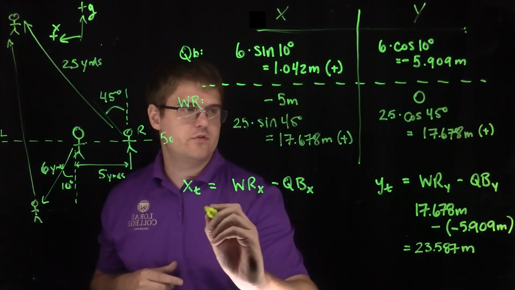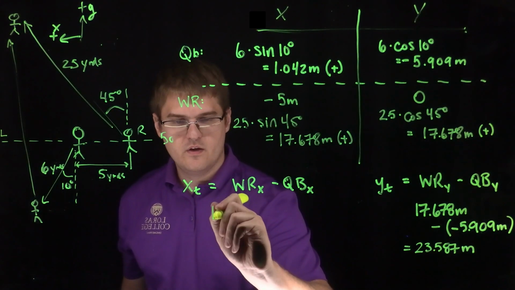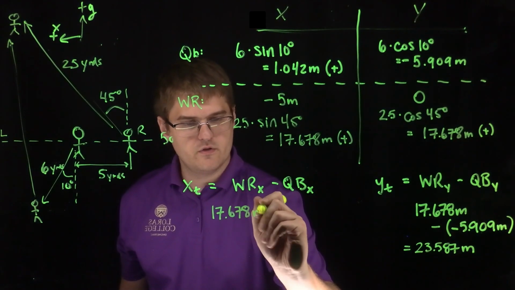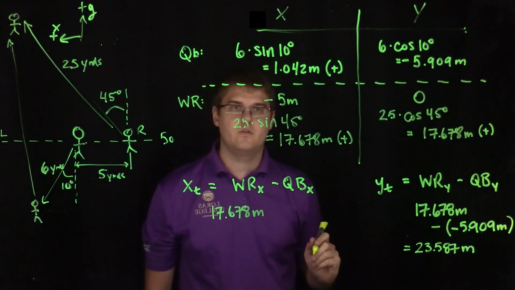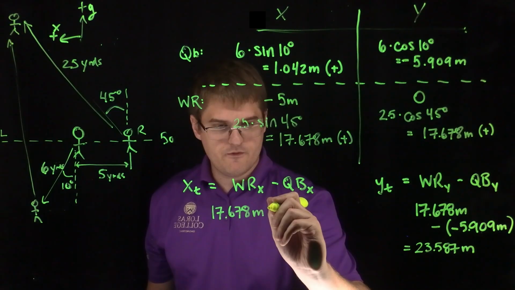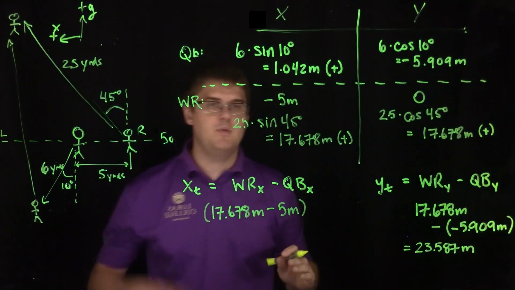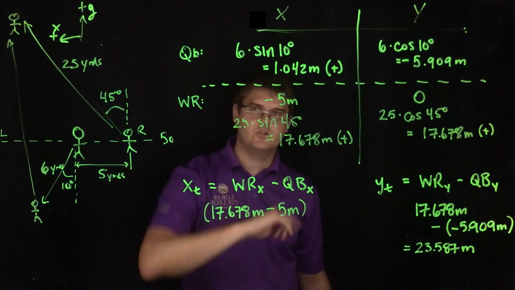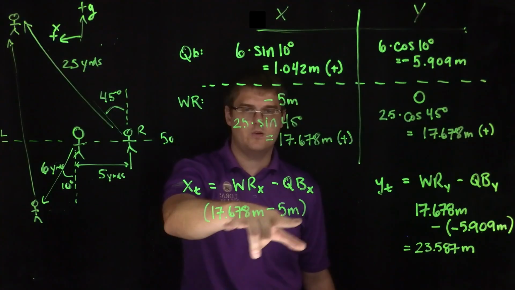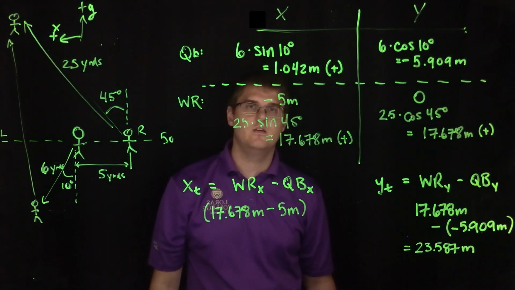Now the x total is going to be the wide receiver in the x went 17.678 meters. And he also has a negative 5 meters in here because he started 5 meters to the right. So we got two positions. It's as if he ran 5 meters to the right and then ran that. So we are just adding those together. So adding negative 5 and the 17.